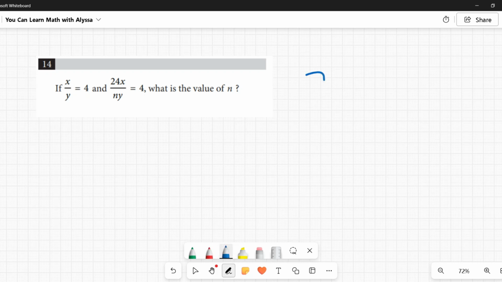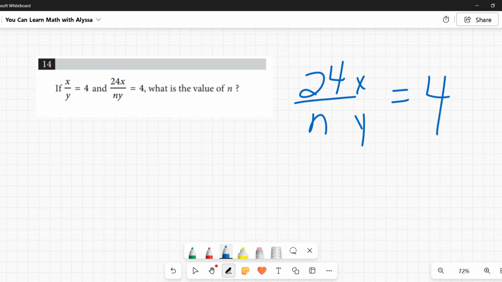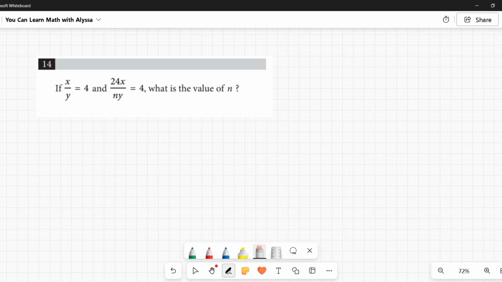Because here's what I predict is going to happen. I predict people are going to see that 24 over n, and they're going to forget about this x and y, and they're going to see that it equals 4, and they're going to go, n is 6, because 24 divided by 6 is 4. I've got my answer. No, you just got it wrong. That's what I'm guessing a lot of students are going to do on this one. Let's look at what's actually happening, and then we can solve for n.